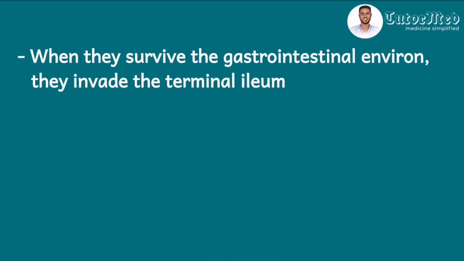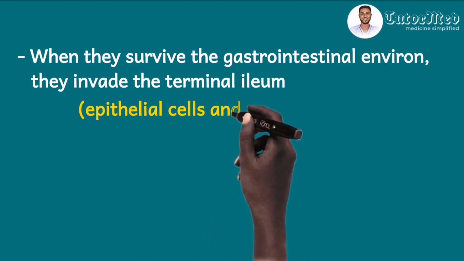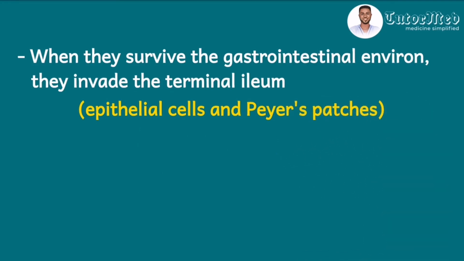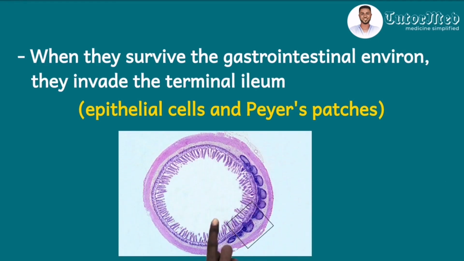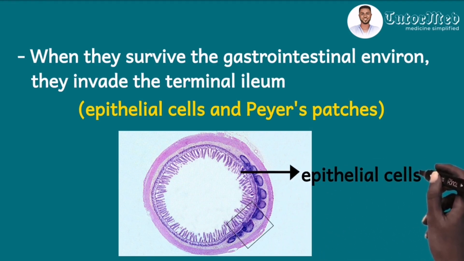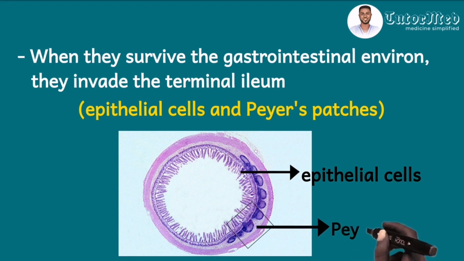Now, which part of the terminal ileum do they like to invade? They like the epithelial cell lining, and then a group of lymphoid structures below the epithelial cell lining called the Peyer's patches. Now let's see these two victims of the Salmonella organism using this diagram. This is the cross section of the terminal ileum. This is the internal lining or the epithelial cell lining, and underneath the epithelial cell lining, or the mucosa, we have these lymphoid structures called the Peyer's patches.